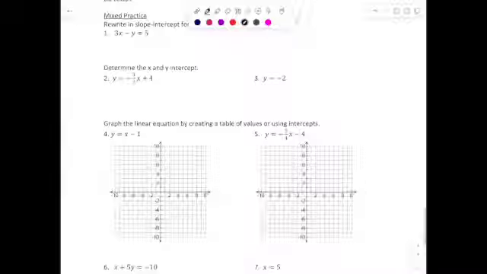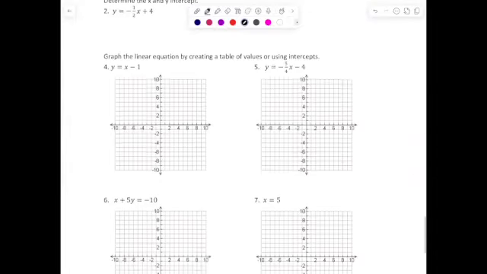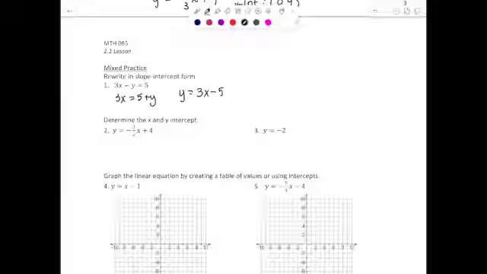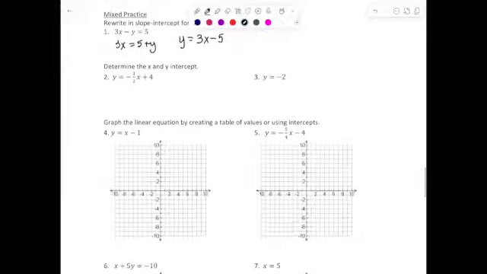Okay, so last thing, just some mixed practice to get comfortable with graphing. We want to write this in slope-intercept form. So we have 3x minus y equals 5. I want to move the y over to the other side just so that I can get y positive. So 3x equals 5 plus y. I want to subtract the 5 over and switch sides. So this immediately implies y equals 3x minus 5. Okay, that's what we want.